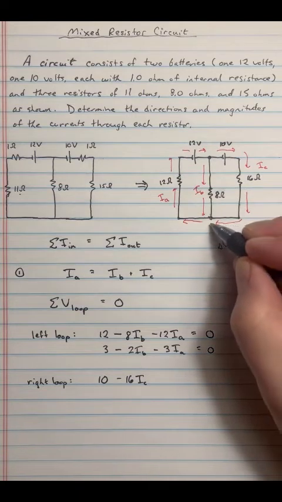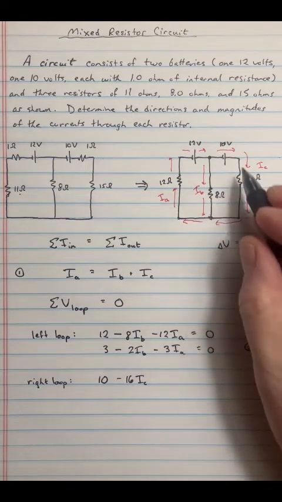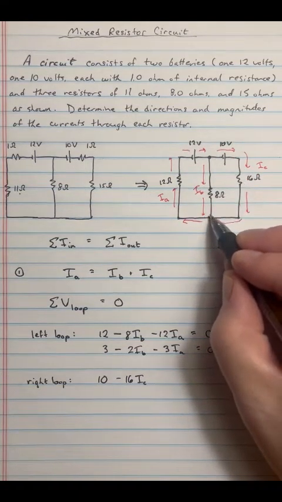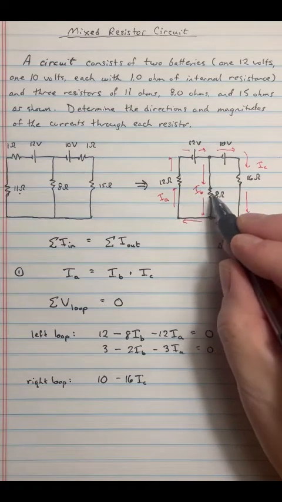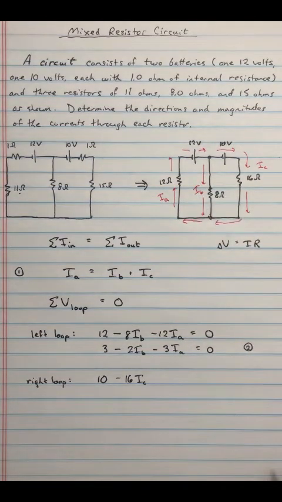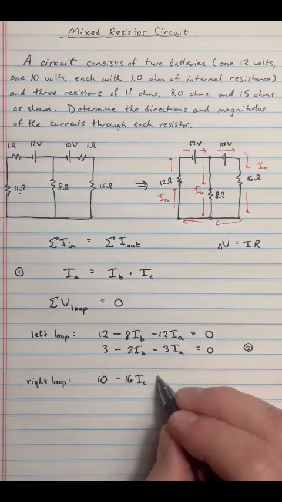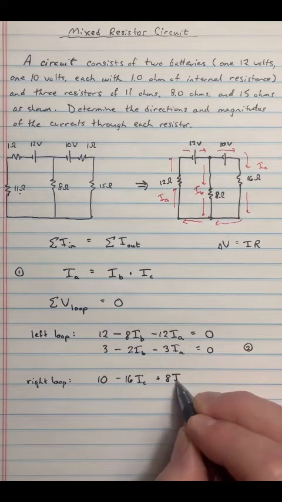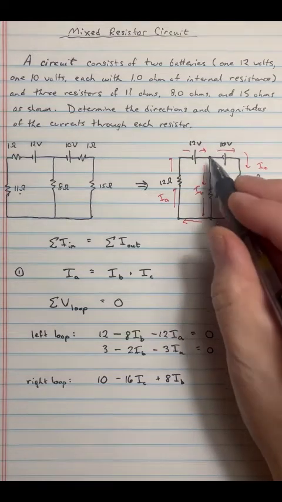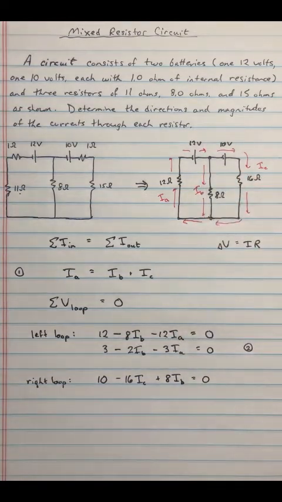Keep on coming around here. Now this is where it gets interesting. Notice as I'm making my loop, I'm now going in the opposite direction of the arrow for IB. What's the same as subtracting a negative? Adding. So instead of subtracting 8, I add 8IB. And then complete my loop. And I get 0 like that.